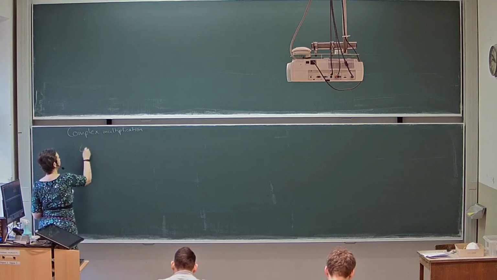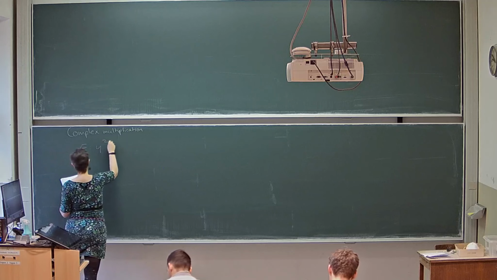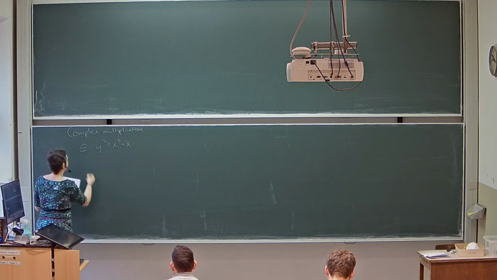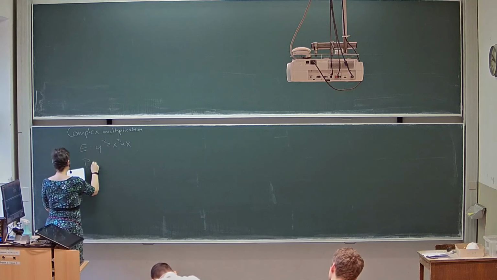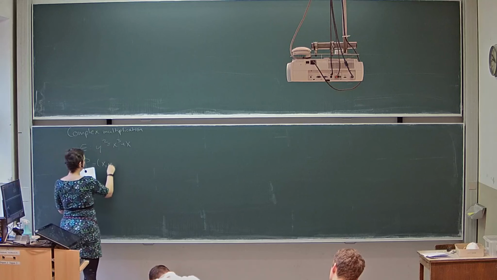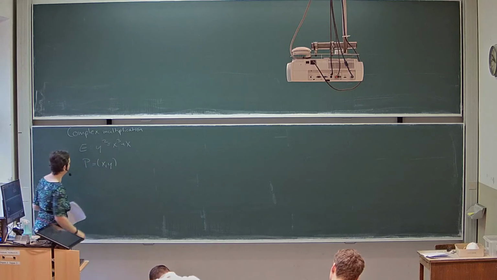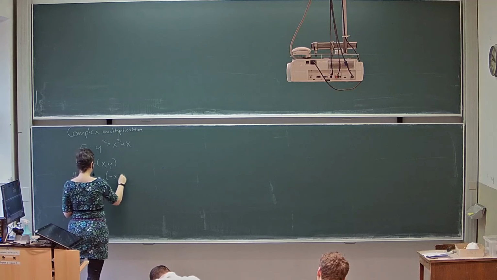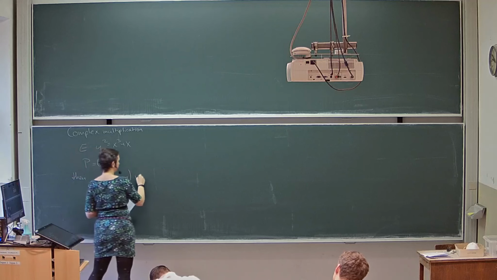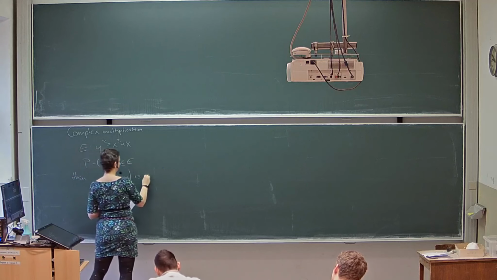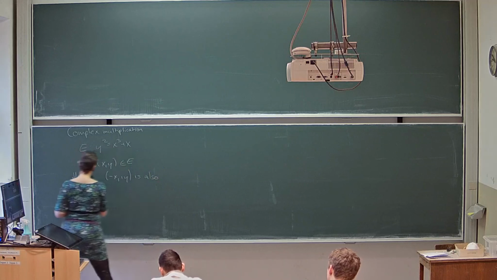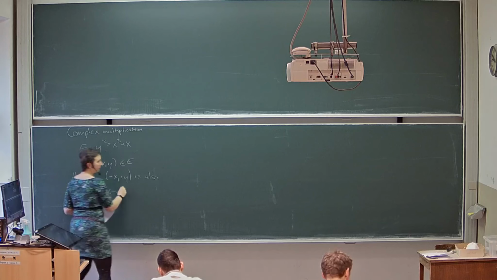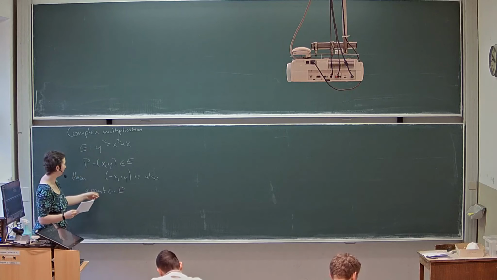If we have an elliptic curve, for example, this one, and this point with some coordinates, then this here is also a point on the curve.